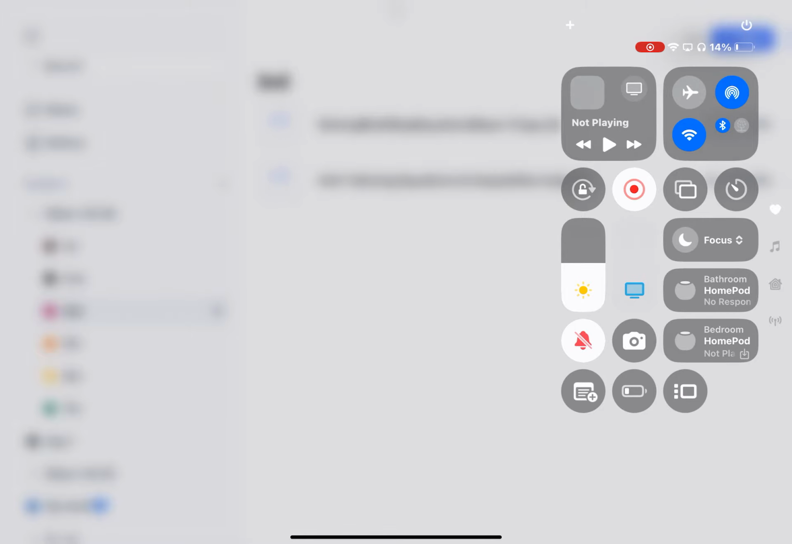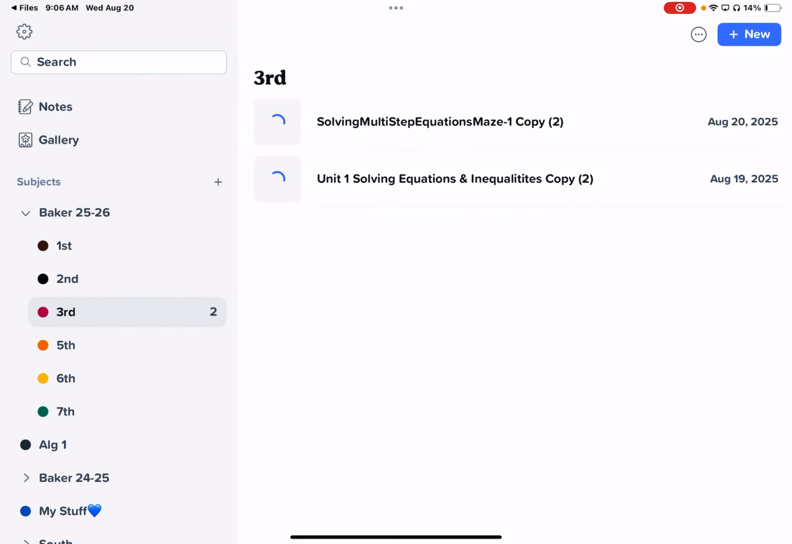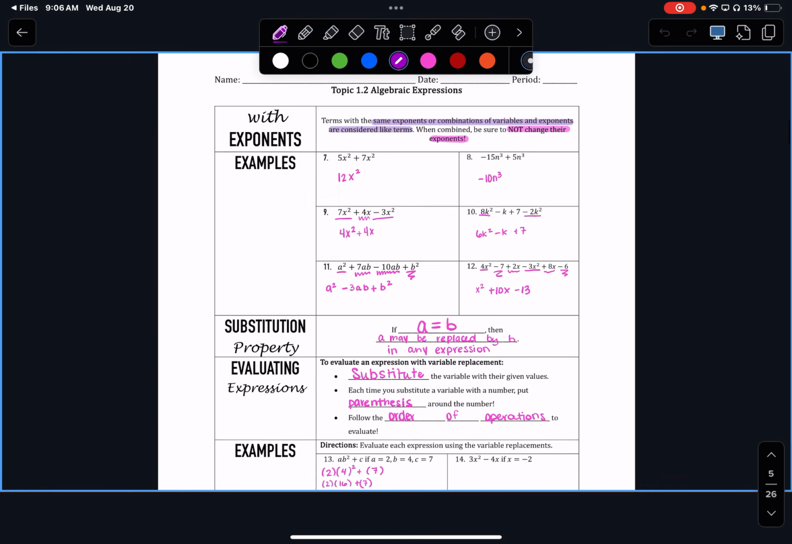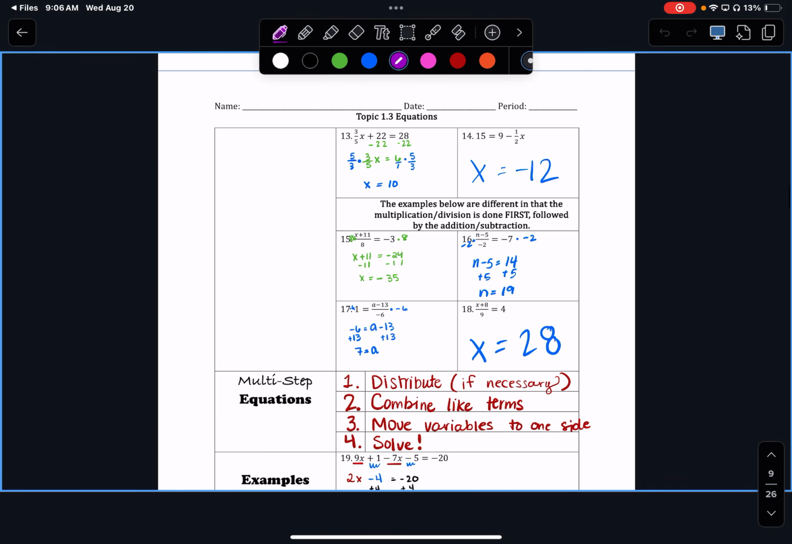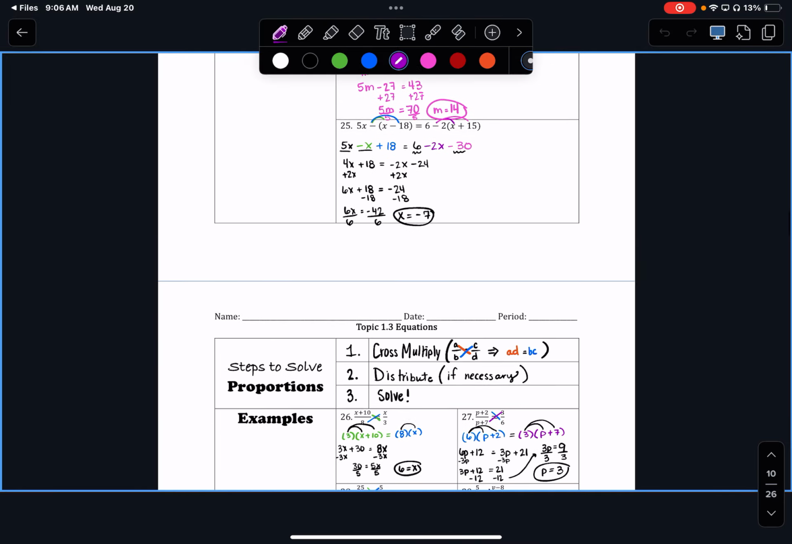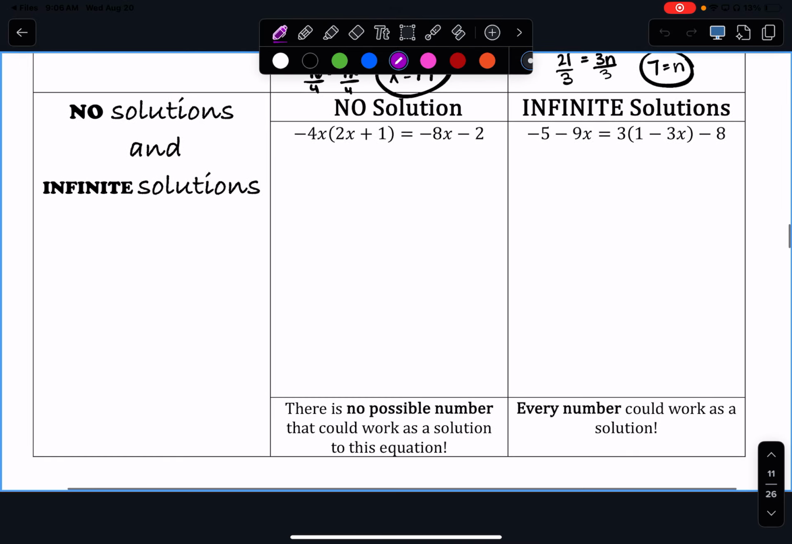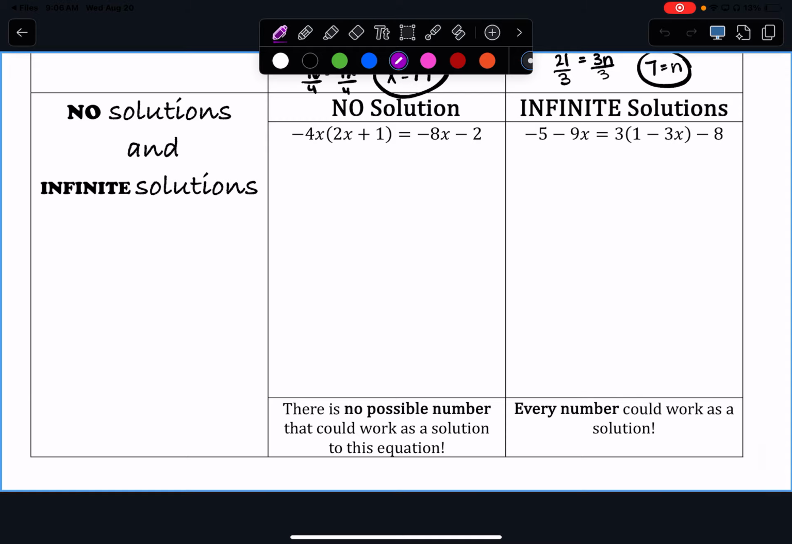You know, a little more independent. All right, so we are going to look at other types of solutions we can have. So let's go to here. We're going to look specifically at no solutions and infinite solutions.